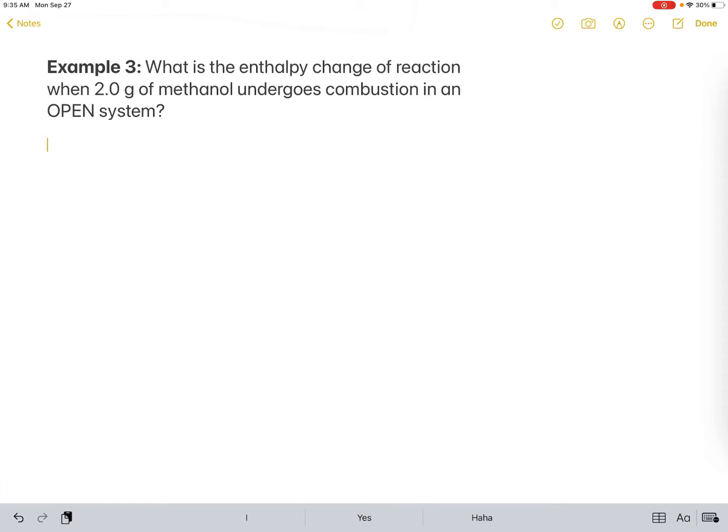So the next two examples that we're going to give are a little bit more complex enthalpy change questions that involve using the molar enthalpies of formation from pages 4 and 5 of our data booklet. So let's say I give you something like this, where it asks: what is the enthalpy change of reaction when 2 grams of methanol undergoes combustion in an open system?